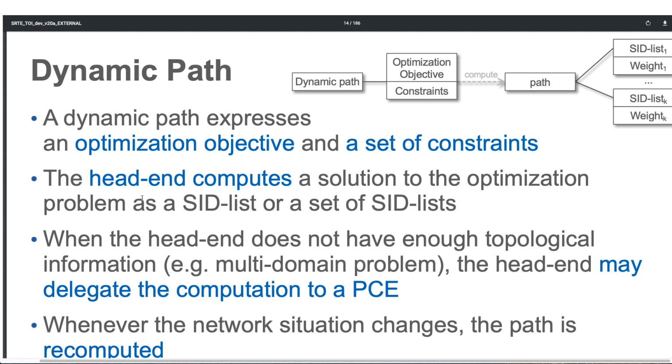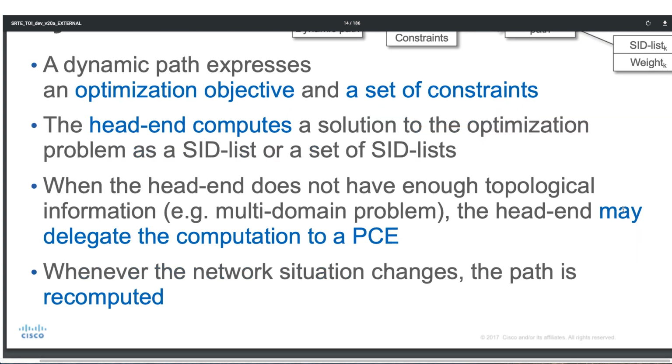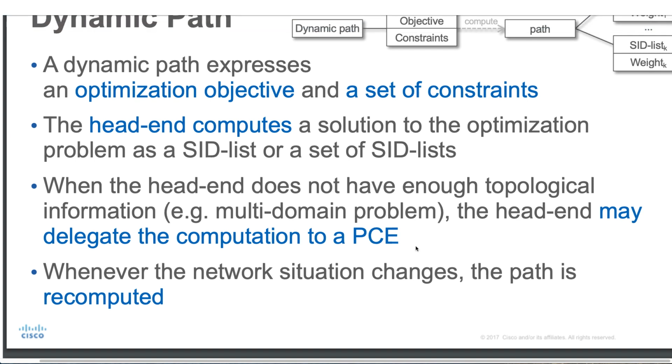The head end, simply the node where we are configuring the policy, computes a solution to the optimization problem as a SID list, or primarily a set of SID lists. When the head end does not have enough topological information, it may delegate the computation to a PCE. We'll talk about what a PCE is a little later on, so you can skip that for the time being. But whenever the network situation changes, the path is recomputed.